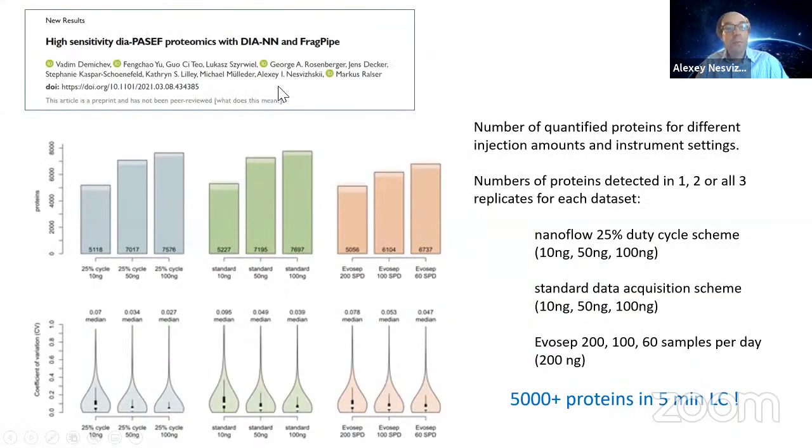If you look at this preprint that we published in collaboration with Markus Ralser's lab and Vadim Demichev, we demonstrated how beautifully this works for building libraries for timsTOF data, with amazing results. Build libraries in FragPipe based on timsTOF PASEF DDA data, and then you can quantify 5,000 plus proteins with DIA-NN in 5 minutes of LC time. So it really works beautifully, and I welcome you to go and explore this if you work with timsTOF DIA-PASEF data and would like to use our workflow in combination with DIA-NN for that data.